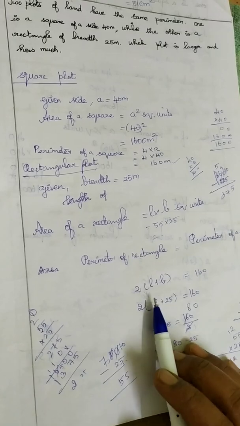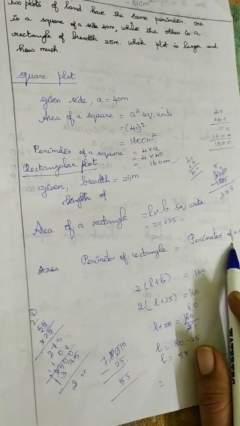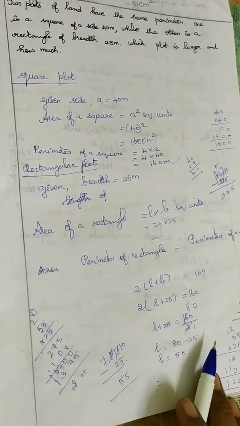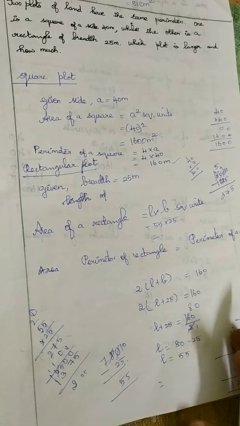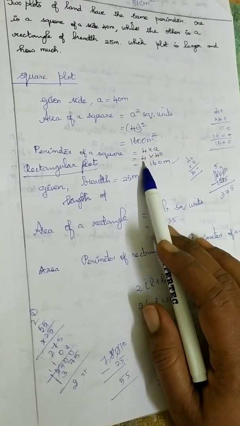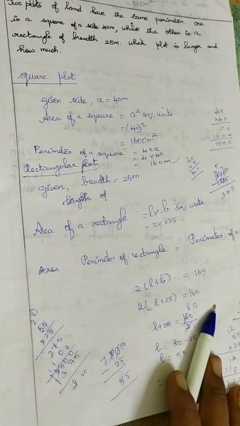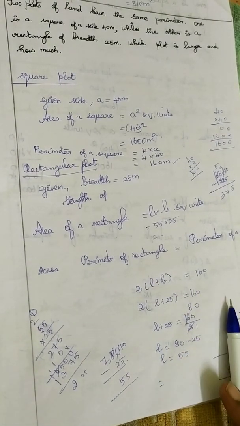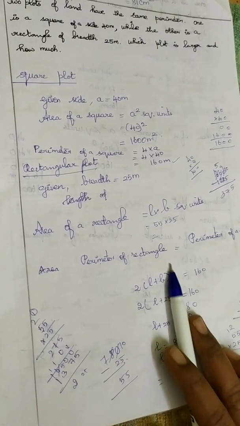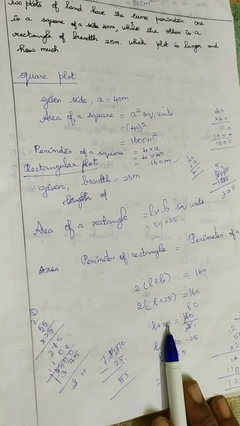The perimeter of a rectangle formula is 2 into (L plus B), and for the perimeter of a square, we don't know the perimeter but we know the side. So using this perimeter formula we are going to find the answer. Perimeter of a square is equal to 4 into A, which is 4 into 40, the side is 40, so 160. So the perimeter of a square we know is 160, and in the rectangle perimeter formula we can substitute the breadth value as 25 and keep length as it is, since we are going to find the length.